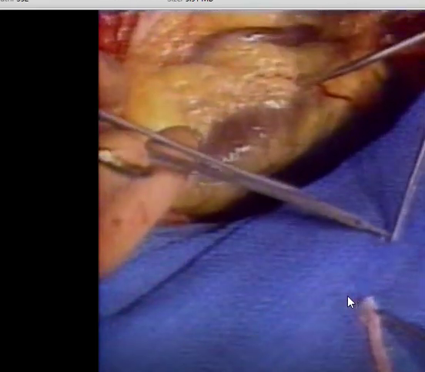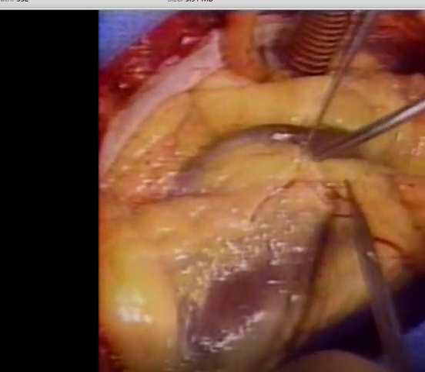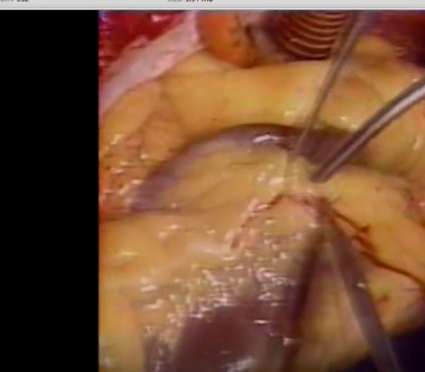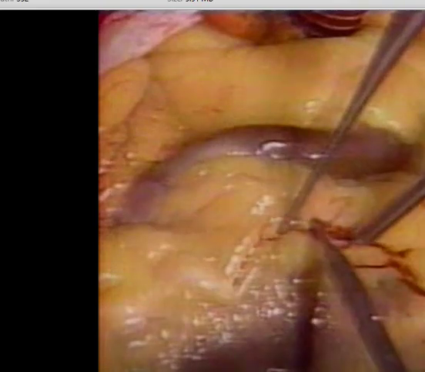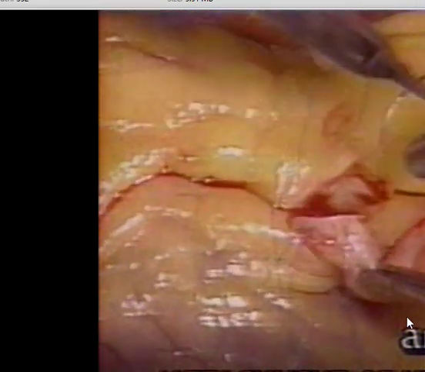Here's a bypass operation. So here's the heart. Here's the sterile drape. And they're laying that piece of blood vessel. It looks a little bit like spaghetti, doesn't it? All right, and then they're going to sew the edges together.